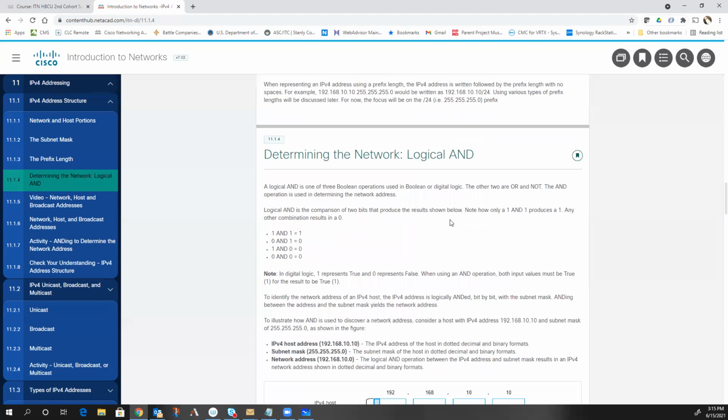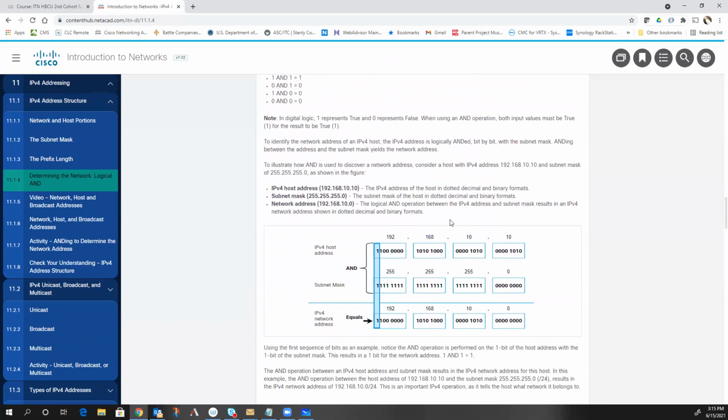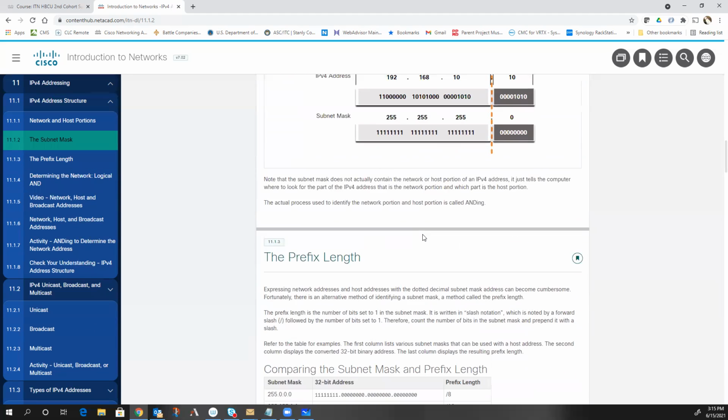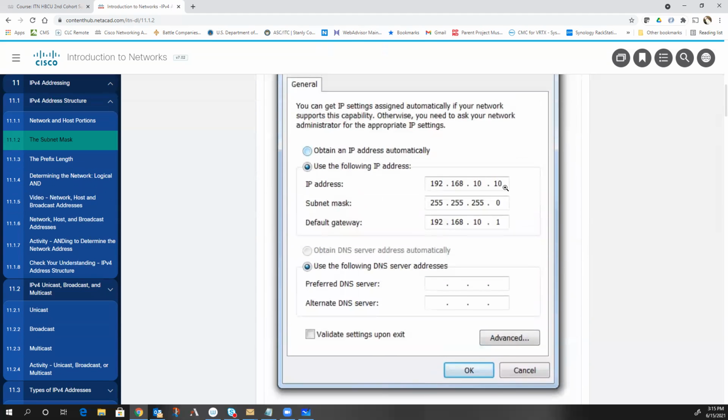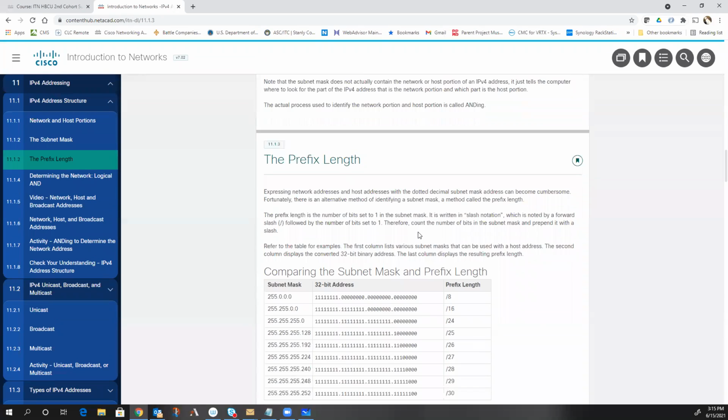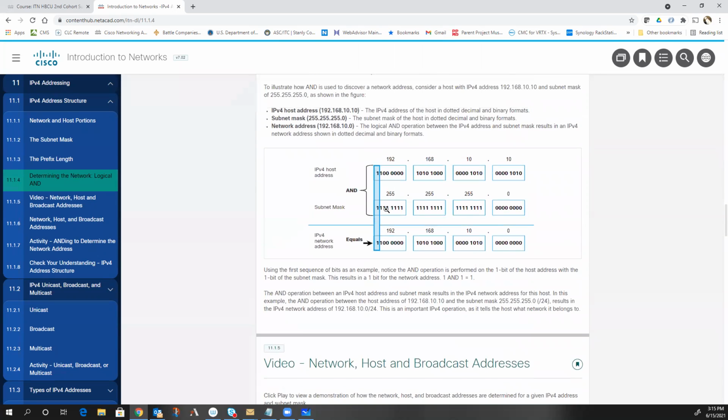Your host will always use an ANDing process to find out what network it's on. So if the host 192.168.10.10 wanted to find out what network it was on, it would take its subnet mask. Going back up here, it's 192.168.10.10 with its mask of 255.255.255.0, and it would AND it to that mask to determine that this host is on the network 192.168.10.0. You'll notice it leaves all zeros in the host portion of the address.